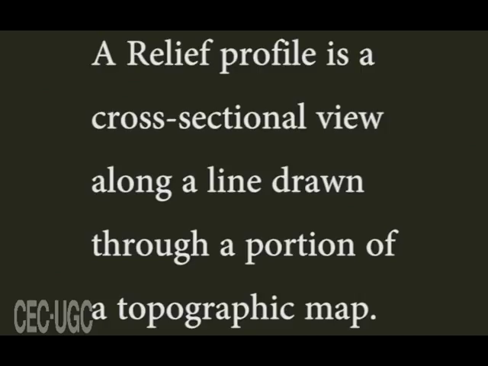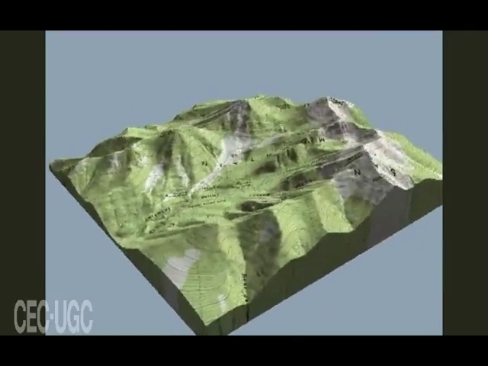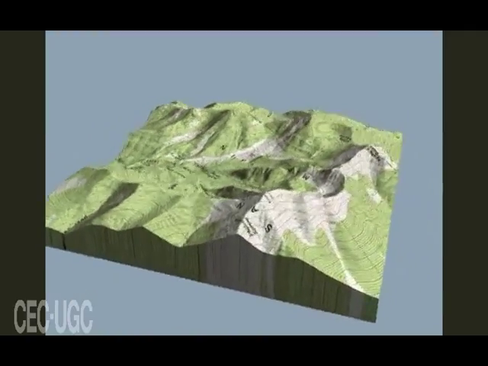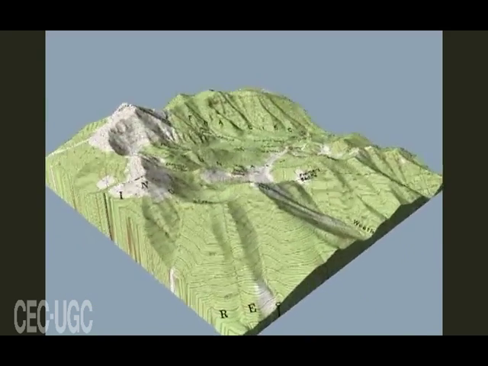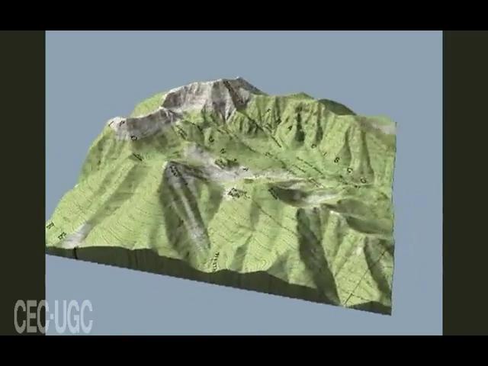The relief features are also synonymously referred to as topographic features. The topographic maps or relief maps represent topographic or relief profiles. A relief profile is a cross-sectional view along a line drawn through a portion of a topographic map. In other words, if you could slice through a portion of the earth, pull away one half and look at it from one side, the surface would be a topographic or relief profile.